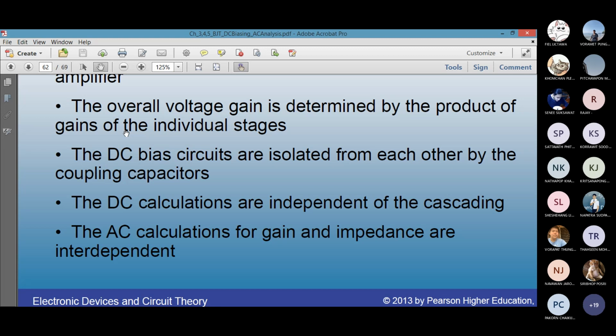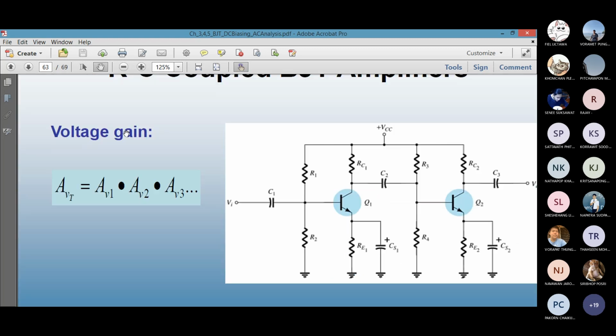However, when you join the circuits and do the AC calculation, capacitor is short, closed switch. Therefore, the AC calculation for gain and impedance, they are interdependent. You cannot ignore it.